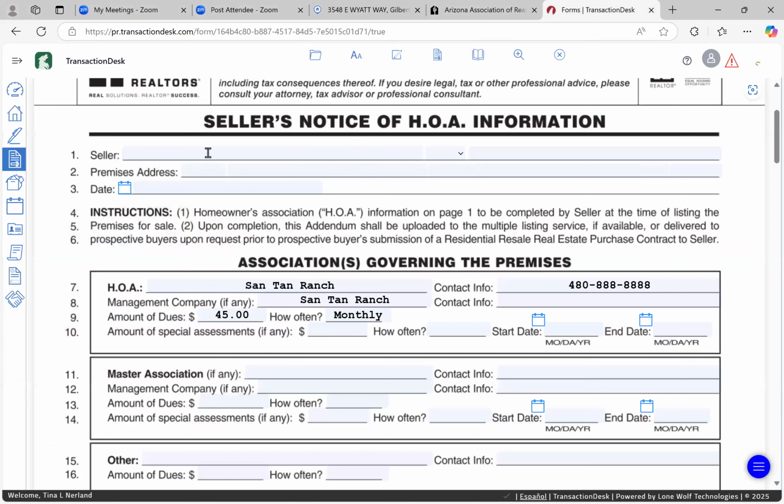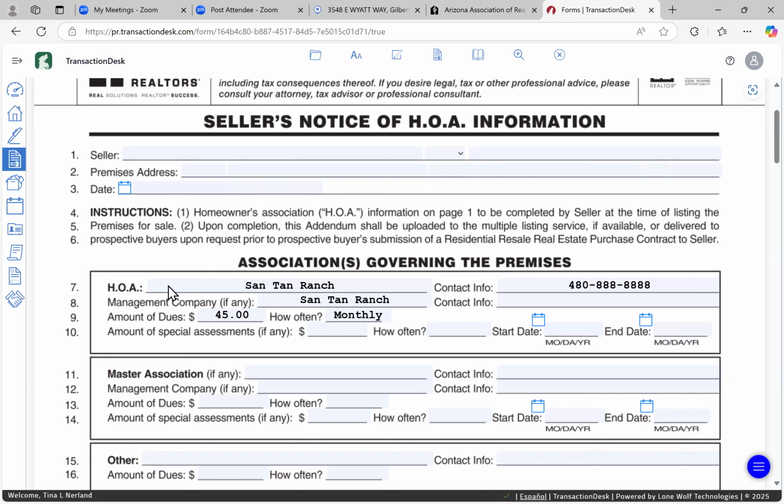Again, page 1 is filled out by the seller. They'll put the seller's name, the premises address, and the date they filled it out. Why that date is important is because if they filled this out 6 months ago and it's maybe January 2025 and they filled this out in 2024, well, their fees may have increased. So it might be a good idea to ask the seller's agent to get an updated HOA addendum should any of these amounts change.